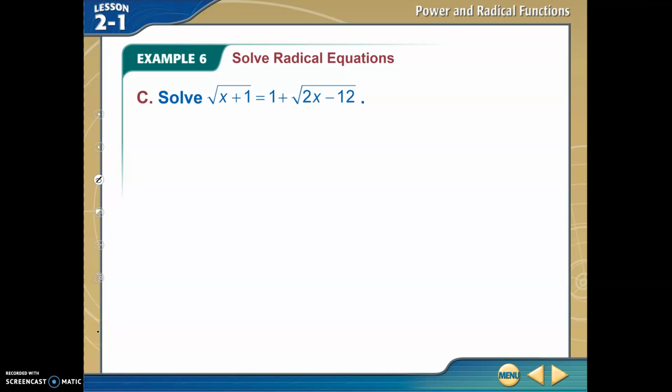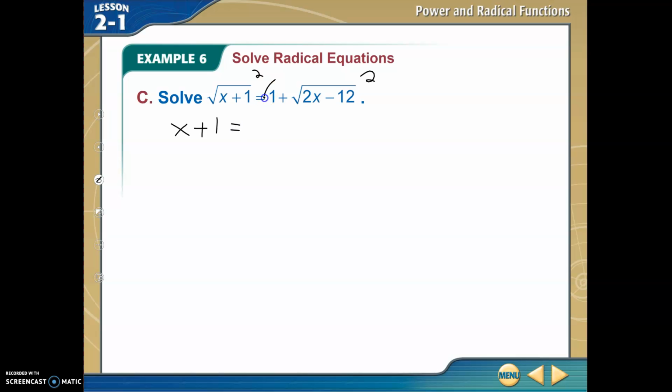Alright, last example here. Okay, this one's kind of weird because it's got a square root on both sides with a number on the other side. But either way, we're still going to want to square this first. If you have both roots on the same side, I would get it to where one of them is with the number. So when I square this, the left side just becomes x plus 1.